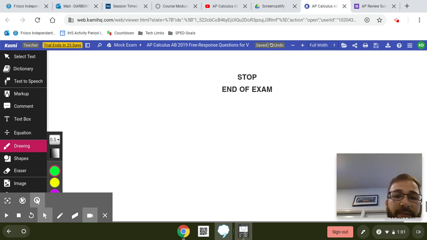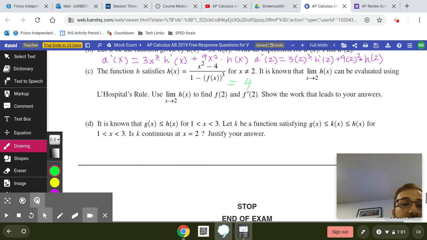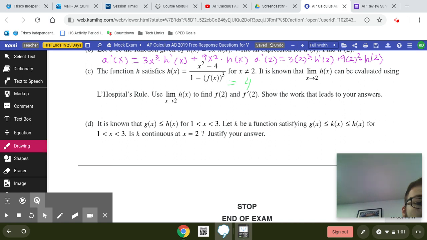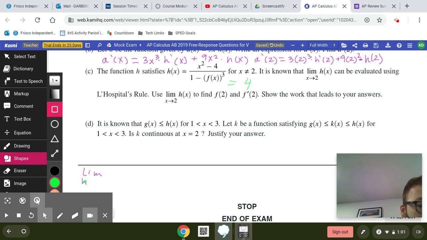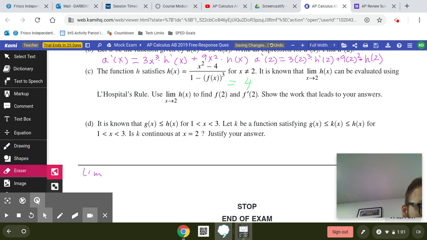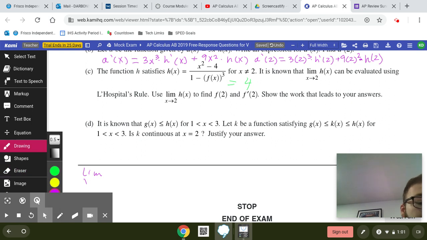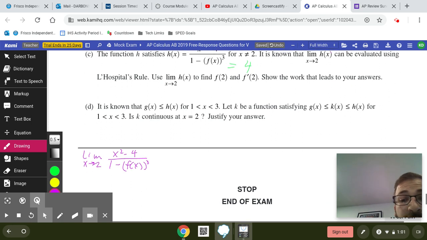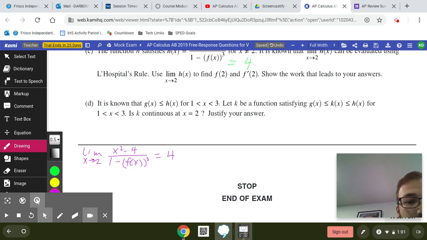So I'm going to skip down here to the bottom, so I got some extra space. Okay, so I have the limit as x approaches 2 of x squared minus 4 over 1 minus f of x cubed. Well, for this to be true, we already know it's equal to 4, but we'll get to that later. We know that we can find this using L'Hopital's rule.